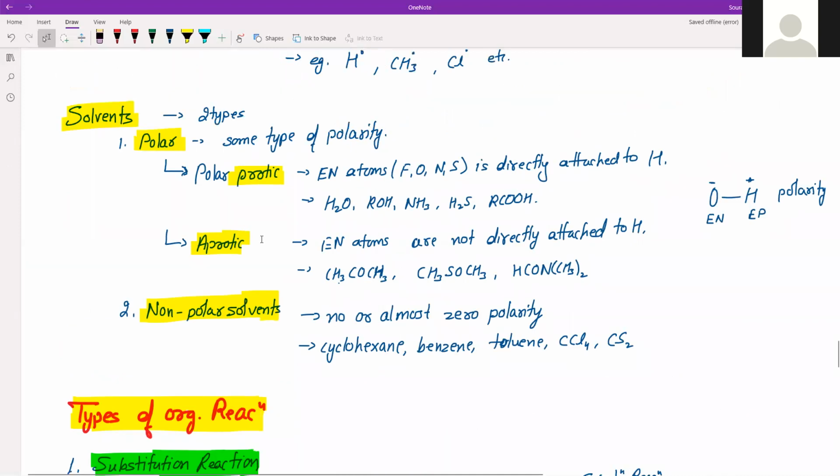solvents, that is polar solvents and non-polar solvents. In polar, we have seen polar protic and polar aprotic solvents. One is in which the atom is directly attached to an H, or hydrogen atom, and the other where it is not attached to a hydrogen atom. So these were the types of solvents.